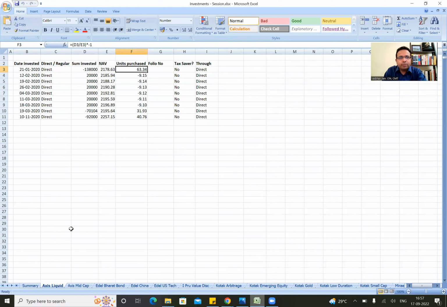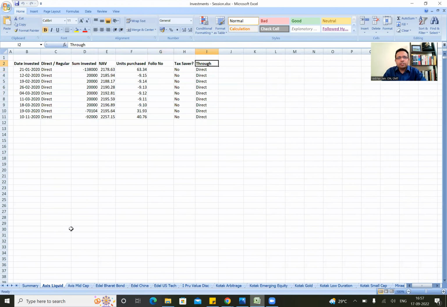This is a negative sign because when I say minus in sum invested, that means I have invested that, and when I am withdrawing it, it's a positive number for me. Cash outflow and inflow concept. I have made some more information tabs, or columns, for myself. Folio number, I have removed the folio numbers, of course, because there's no folio number in reality. But you should mention a folio number so that you can keep it for a record.